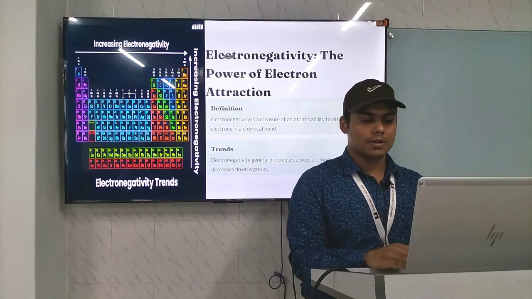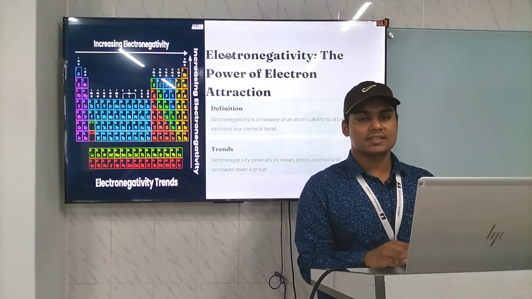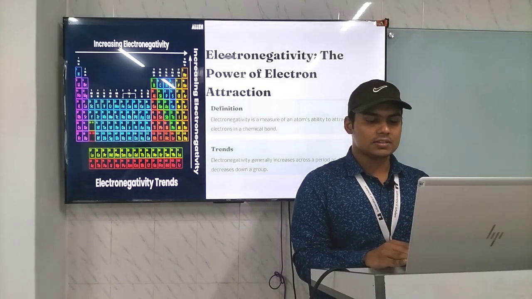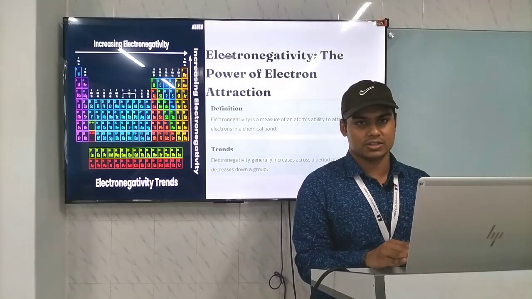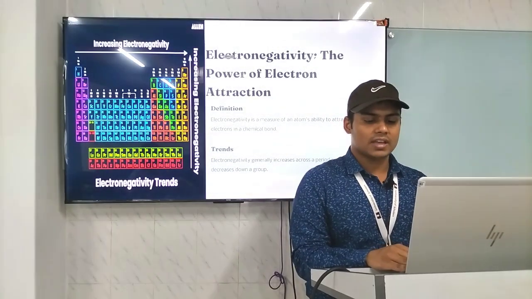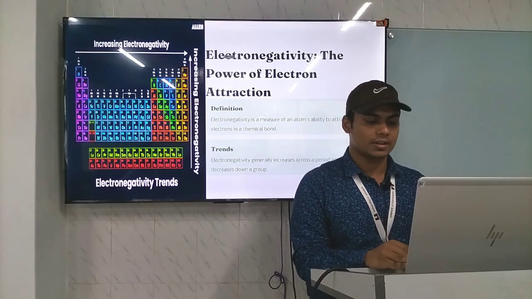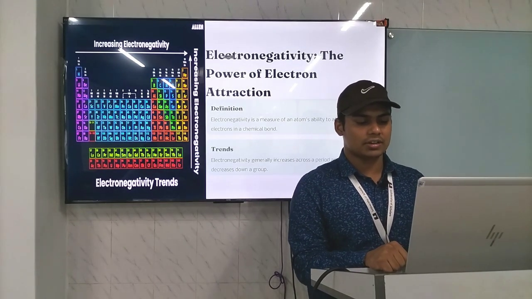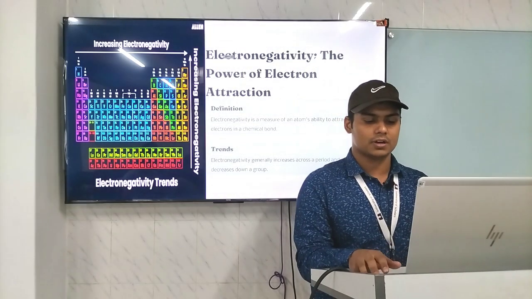Electron affinity. Electron affinity refers to the amount of energy released when an atom gains an electron. Across a period, electron affinity increases. Non-metals want to gain electrons to complete their outer shell, so they release more energy. Down a group, electron affinity decreases. Larger atoms have weaker attraction for extra electrons, so they release less energy. For example, fluorine has a very high electron affinity, making it one of the most reactive non-metals, while metals like sodium have low electron affinity because they prefer to lose electrons.